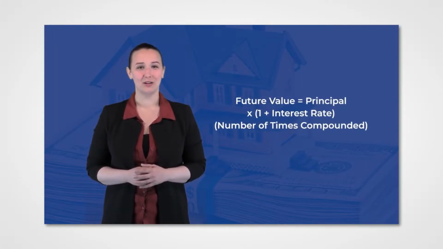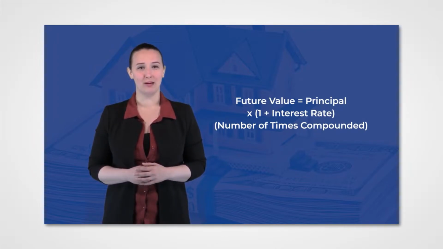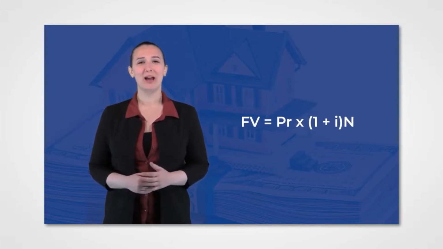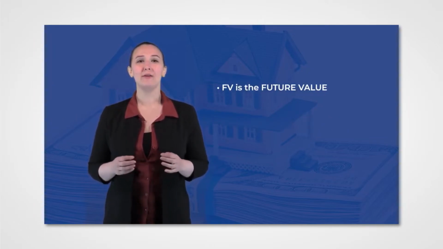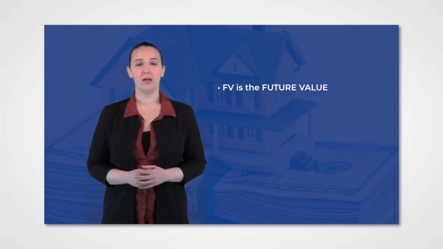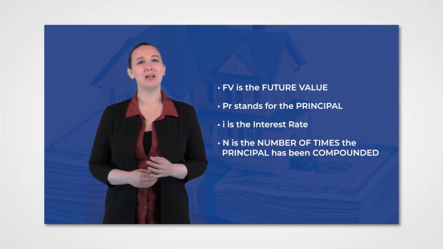The formula for finding the future value of something subject to compound interest is future value equals the principal multiplied by 1 plus the interest rate to the power of the number of times compounded. So the mathematical shorthand version looks like this. Here, we'll break it down. FV is the future value. PR stands for the principal. I is the interest rate. And N is the number of times the principal has been compounded.